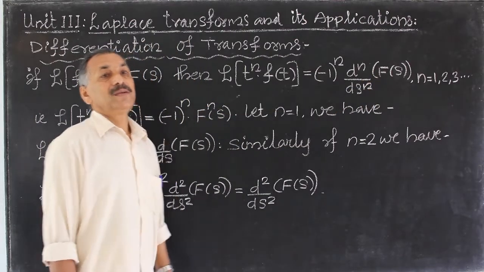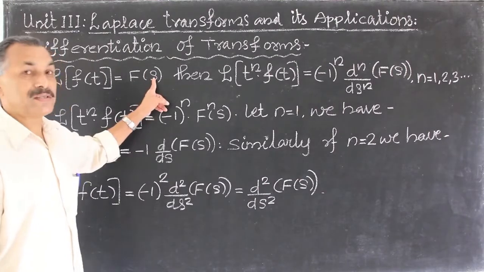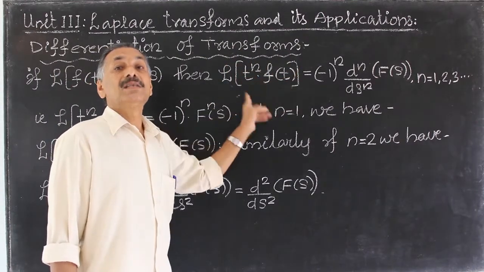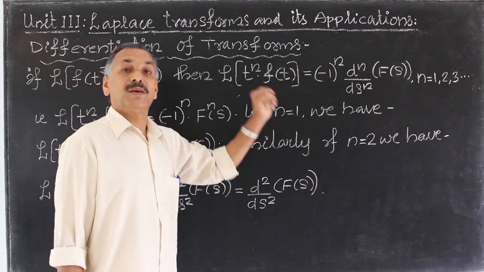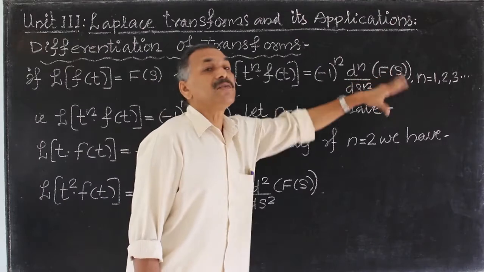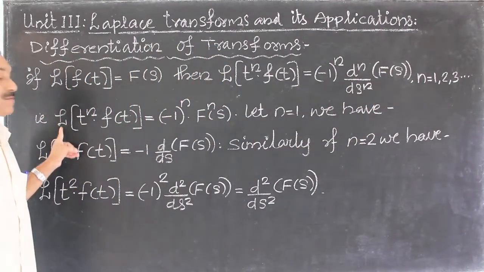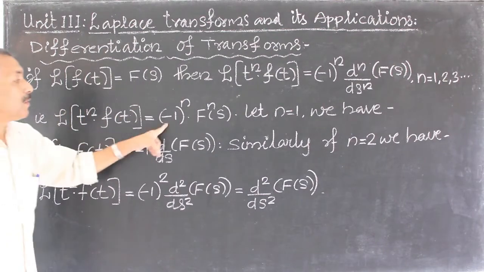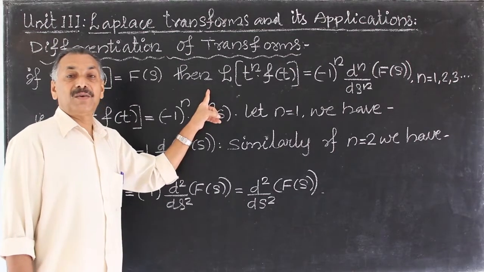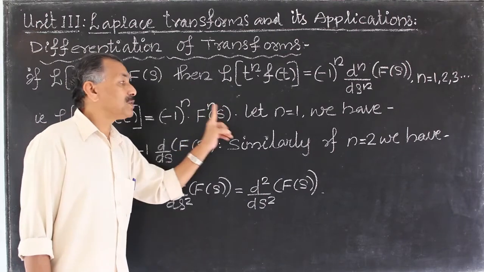So again, if Laplace transform of a function f(t) is equal to F(s), then Laplace transform of t into f(t), t square into f(t), t cube into f(t), t raised to 4 into f(t), etc. is equal to minus 1 raised to n into nth derivative of F(s). That is, the Laplace transform of t raised to n into f(t) is equal to minus 1 raised to n, F dash(s) the first derivative, F double dash(s), up to F raised to n(s).